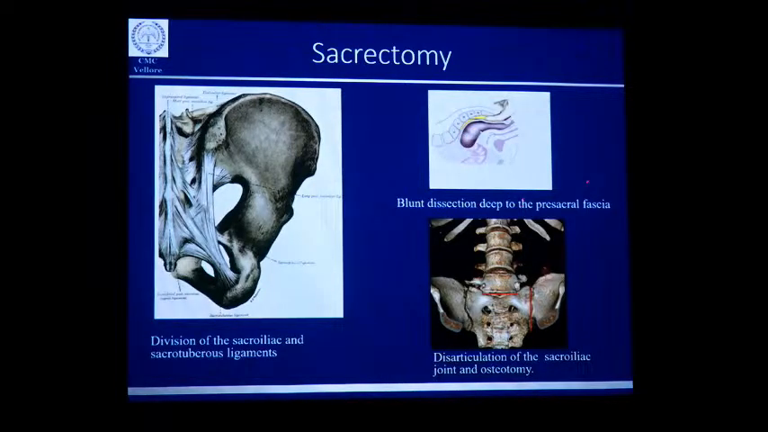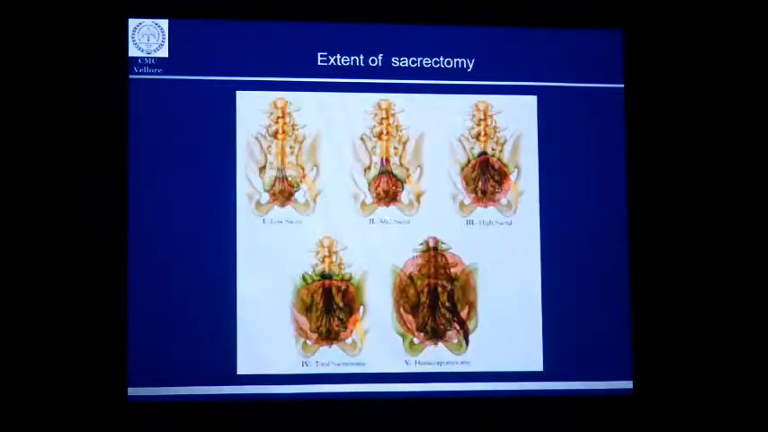Depending on the extent of the lesion, you can do a partial sacrectomy, or you may even end up doing a total sacrectomy, where you will have to do an L5-S1 discectomy and disarticulate the sacrum from the iliac joint. So the sacrectomy can be of different types. It can be a total sacrectomy where the entire sacrum is involved, or a high sacral sacrectomy distal to the S1 segment, or a mid-sacral distal to the S2 segment, or a low sacral sacrectomy distal to the S3 segment. So depending on the extent of the lesion, you decide your sacrectomy.